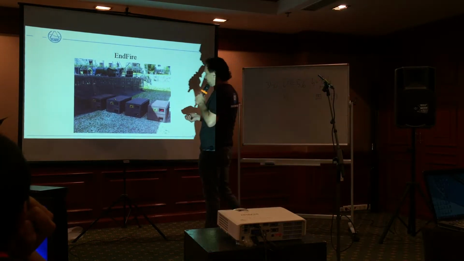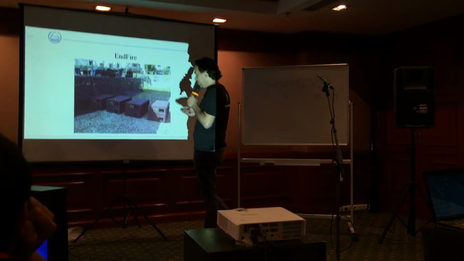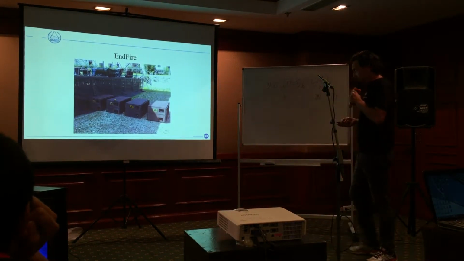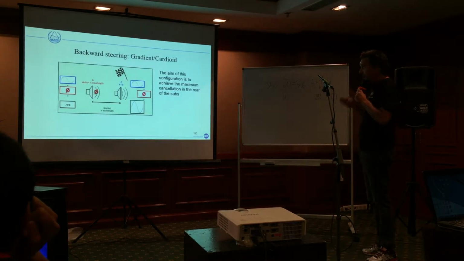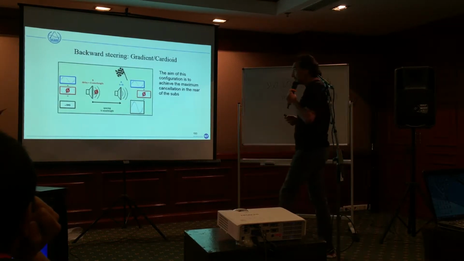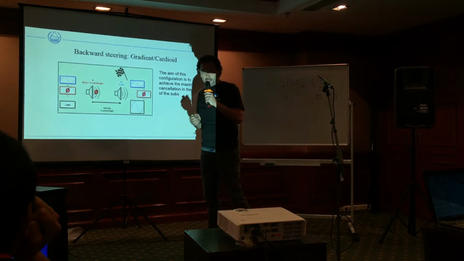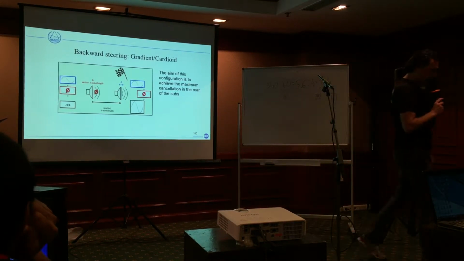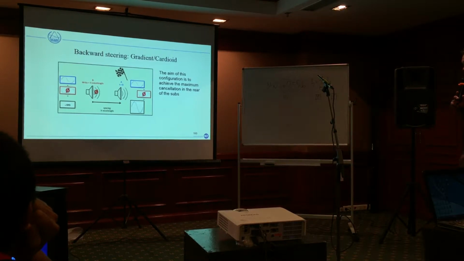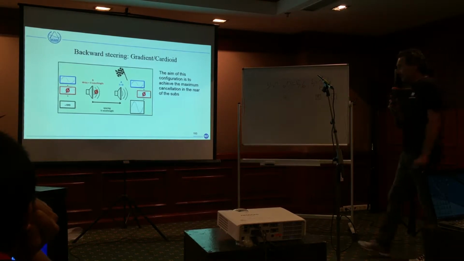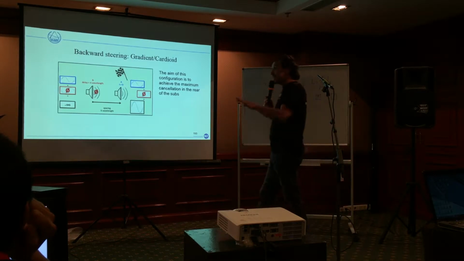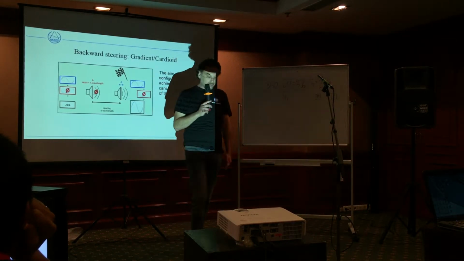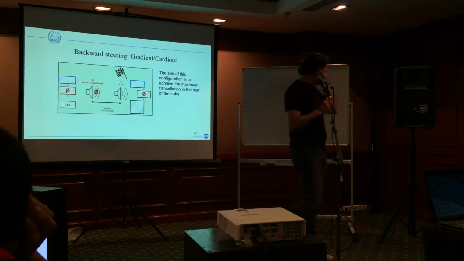This is an end-fire configuration of 4 pieces of sub, but we can skip this configuration. This is the backward steering gradient cardioid configuration. It is my preferred configuration of subs. The subs are exactly in the same position as the end-fire configuration, so one above the other, one in front of the other.